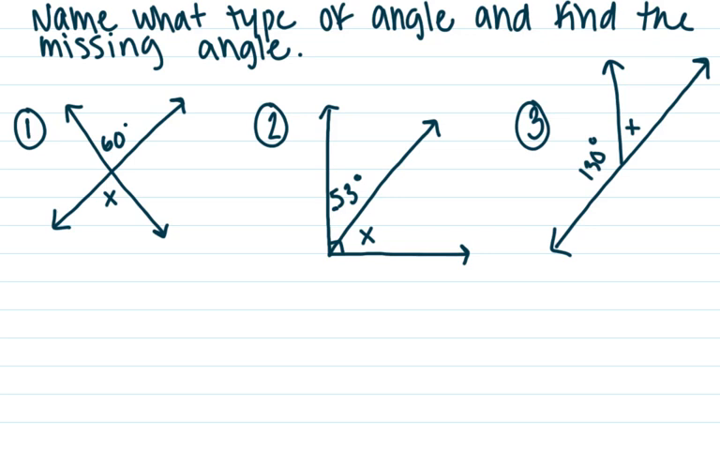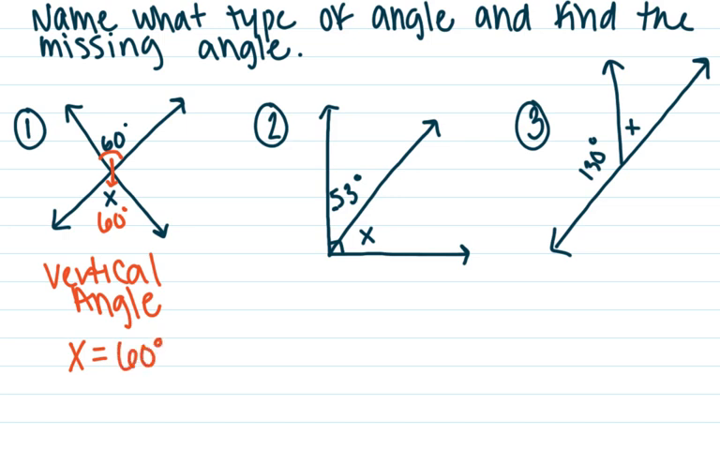So on number 1 here, I see that we have two intersecting lines. There's a very specific type of angle that is formed by two intersecting lines, and that is called a vertical angle. So number 1 identifies as a vertical angle, and it tells me that this angle right here is 60. Now remember, with a vertical angle, its across the street neighbor is the same measurement as itself, so they're congruent. So if this angle up here is 60, that means this angle down here is going to be 60 as well. So x is going to equal 60 degrees.